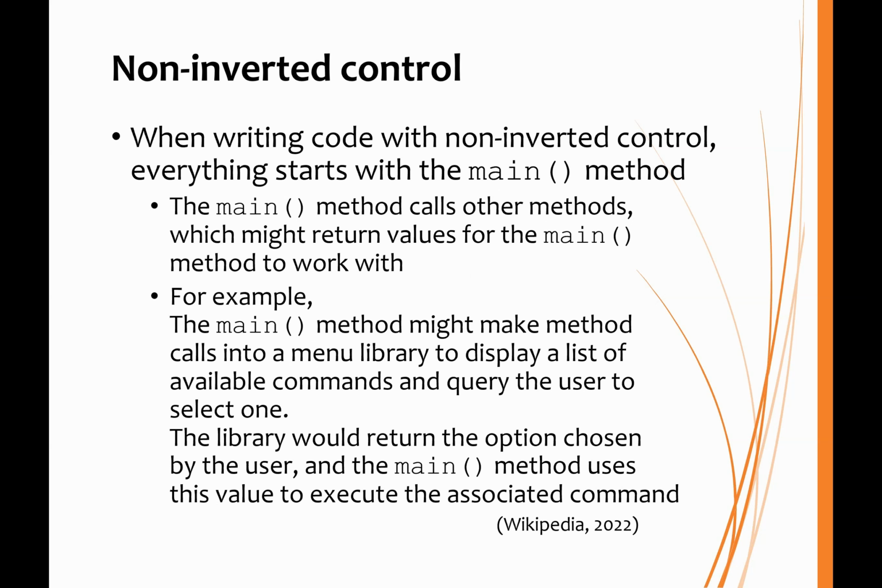For example, we might have a menu library, and the main method will call methods in that library that will trigger the display of a list of available commands and then ask the user to select one. The library would return the chosen option, and the main method would then use that to execute the associated command.